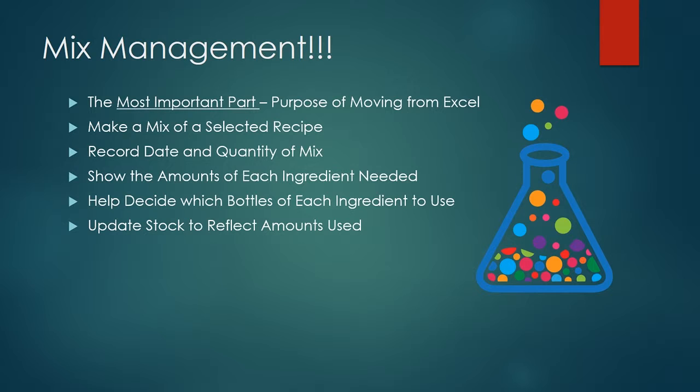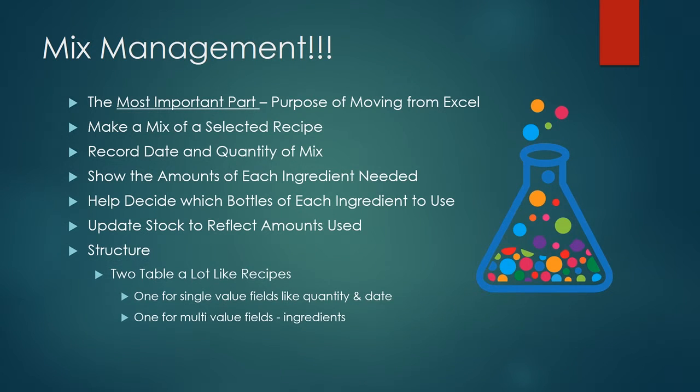It will then help us decide which actual bottles we'll use, because it knows the ingredient. It also has stored all the bottles that we have, so it can present us with choices. Do you want to use this bottle of custard or that bottle of custard, or a mix if there isn't enough in one? And then finally it's going to update those stock tables so that everything is in line and the ingredients reflect reality once we've made the mix.